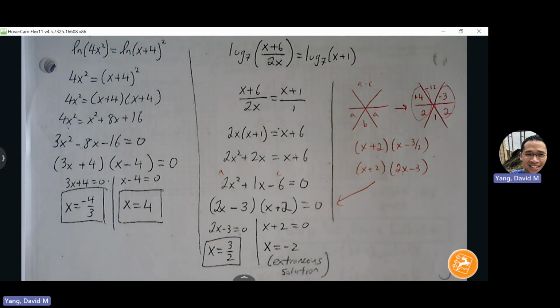We have the safe one. It doesn't cause any issues with any of the parentheses in my original equation, but negative 2 causes issues, so we have to remove that as an extraneous solution.